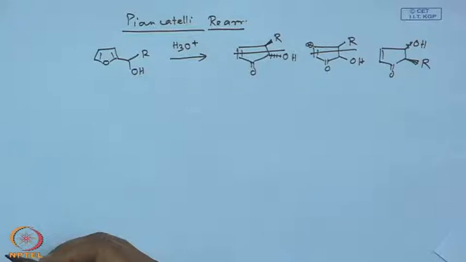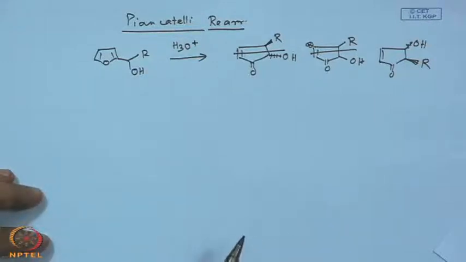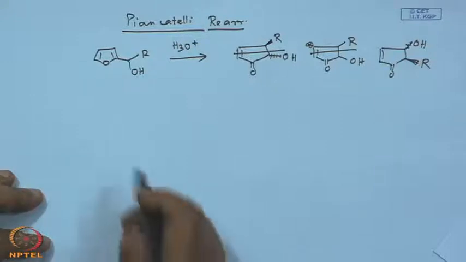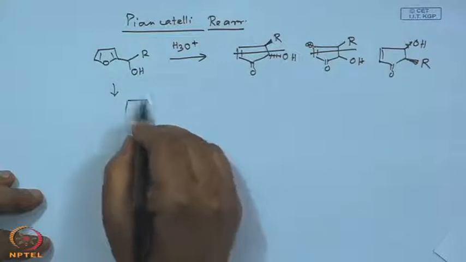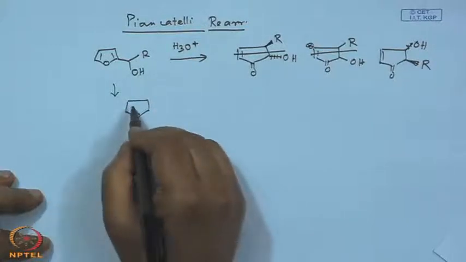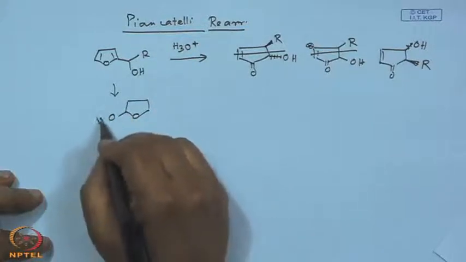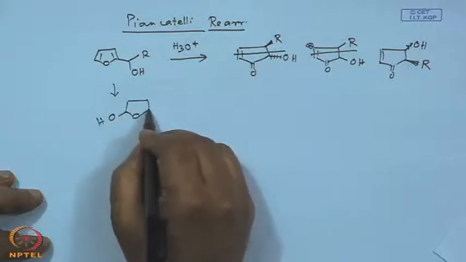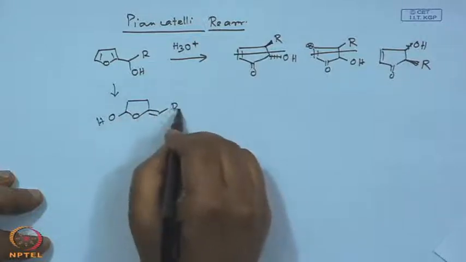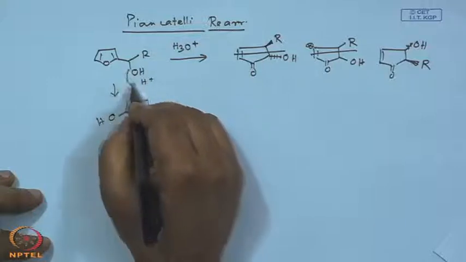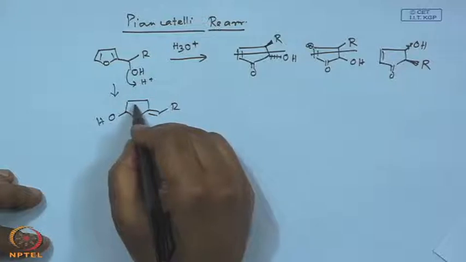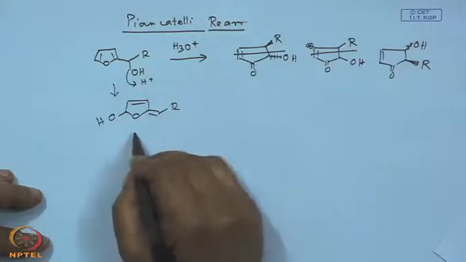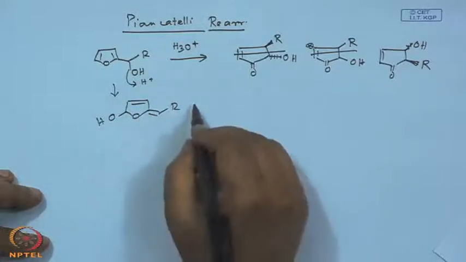I think we are right. Let us look at this mechanism. What is the possible mechanism in the presence of acidic water? So, OH would be added to this one. Then because of the presence of water, this loss of water would dearomatize the system, and what we will get is this hemiacetal kind of thing, right?